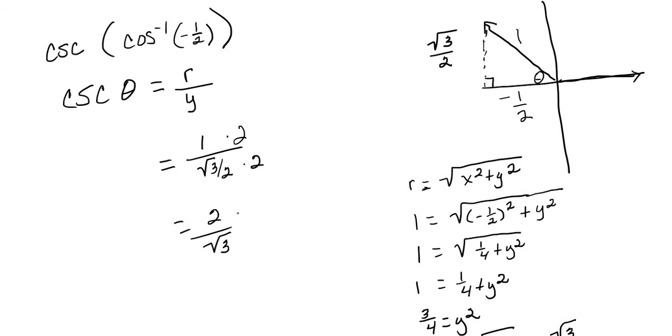Now I need to rationalize my denominator. Multiply numerator and denominator by the square root of 3. So I have 2 times the square root of 3 over 3.